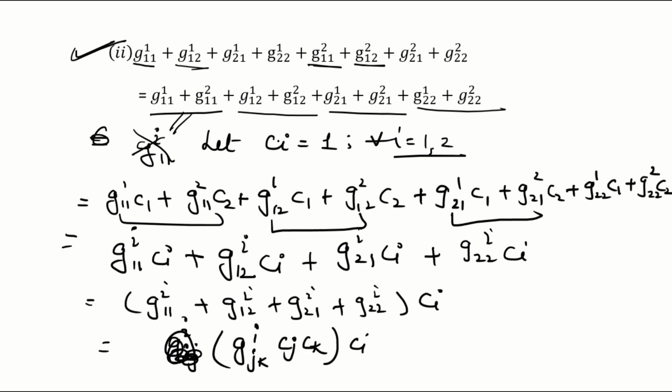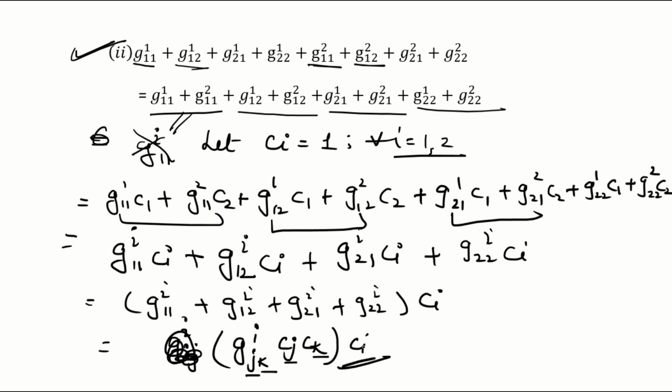Now j is repeating and k is repeating, which means there will be summation over j and k. When you take j from 1 to 2 and k from 1 to 2, you will get these four terms, and ci is outside. Then i is repeating twice. Inside the bracket we have one i, and outside we have the other i. So i is also a dummy index, so you have to take summation. In this way you will get all these 8 terms.